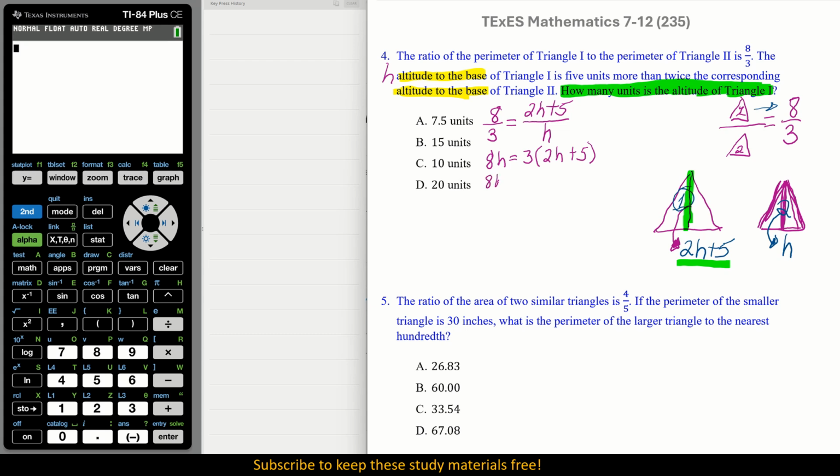So we need to apply that distribution. Well, that is 6H plus the 15. Now what do we do? Okay, let's think about this. We need to subtract the 6 and bring it over. So minus 6h minus 6h. Okay? Now what do we have?